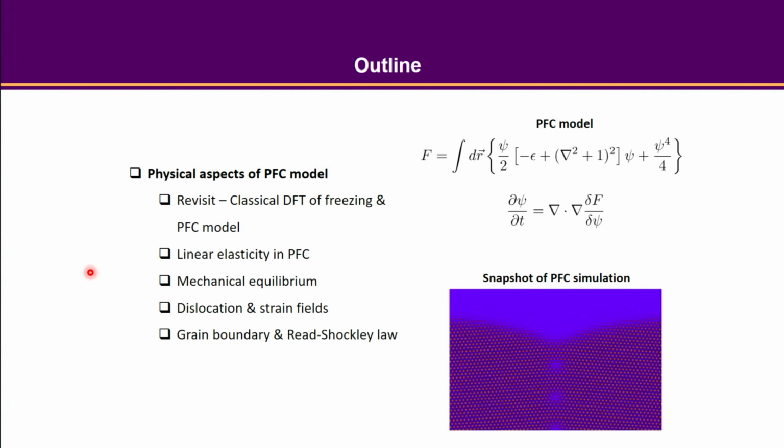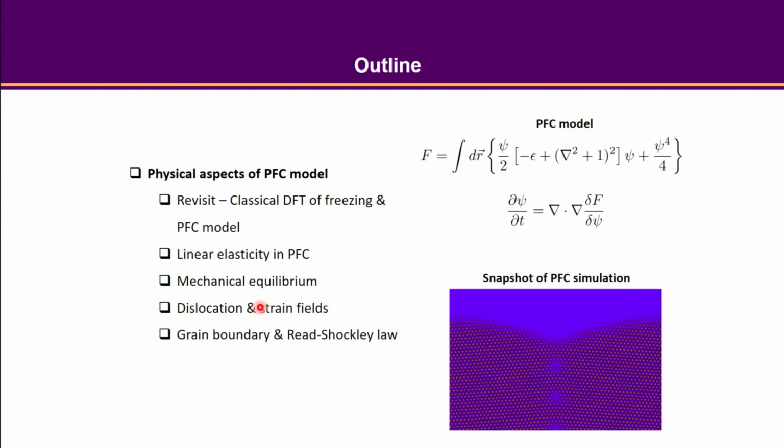Once you have those properties being captured, then if there is a dislocation occurring in your system, like defects or dislocations, then you know the strain field is going to relax properly according to the linear elasticity. So even there, we can compare the strain field from the classical elasticity theory with the PFC.